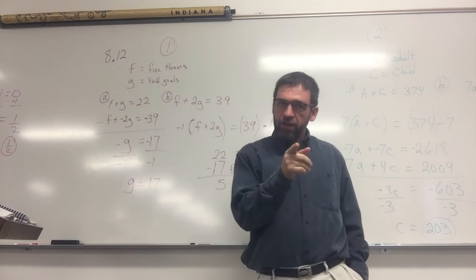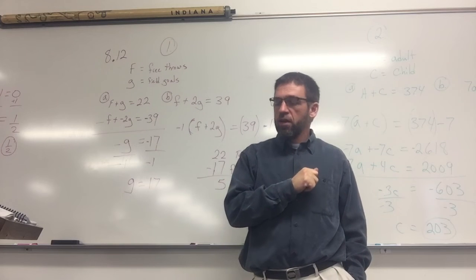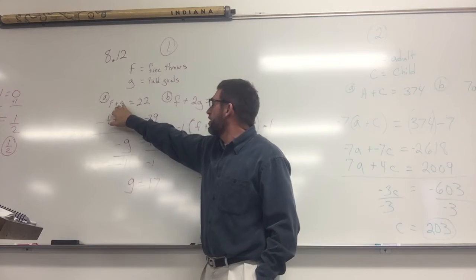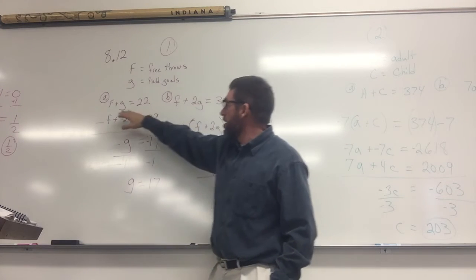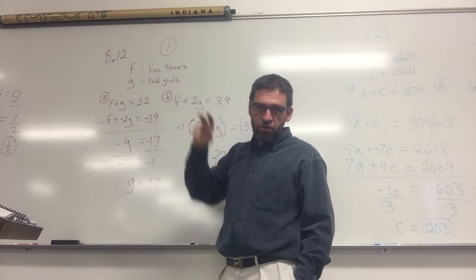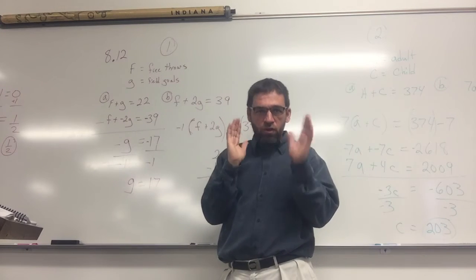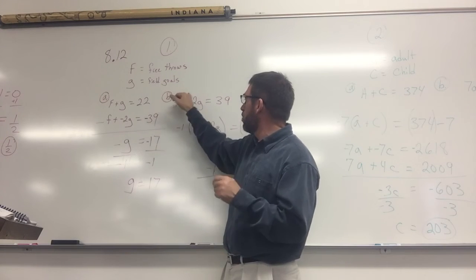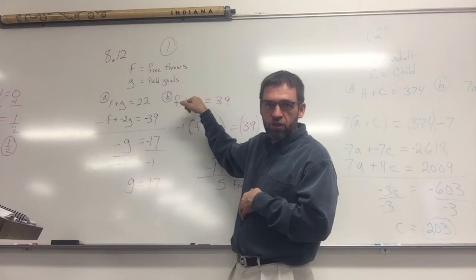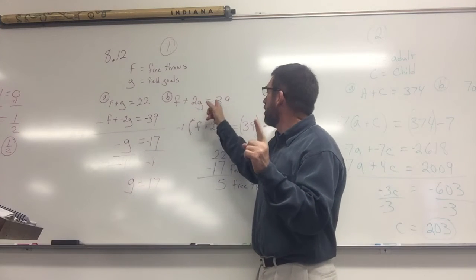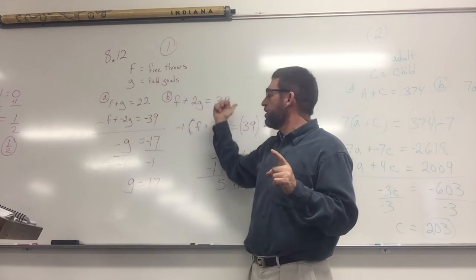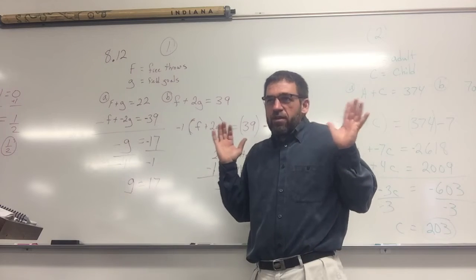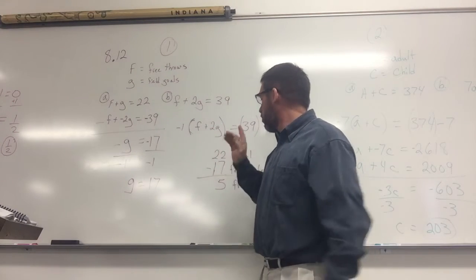There is a shortcut here, and I'm not sure if I should tell you or not. You could have shortcutted this by simply subtracting equation A from equation B. If you subtracted F from F, you'd have had 0. Subtracted G from 2G, you'd have had 1G. And then subtracted 22 from 39, you'd have had 17. So you had G equals 17. I'm telling you this, but that's not exactly the way they want you to work it out.